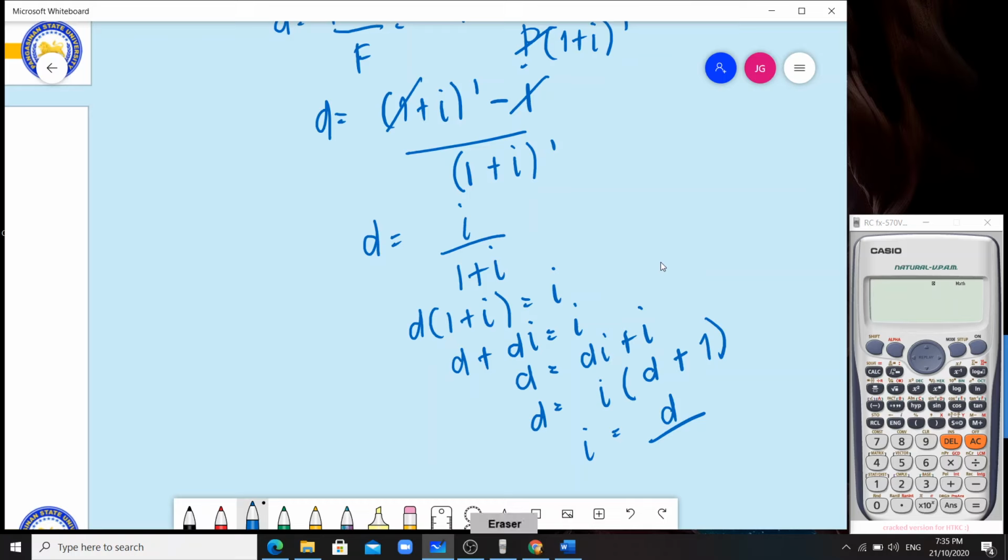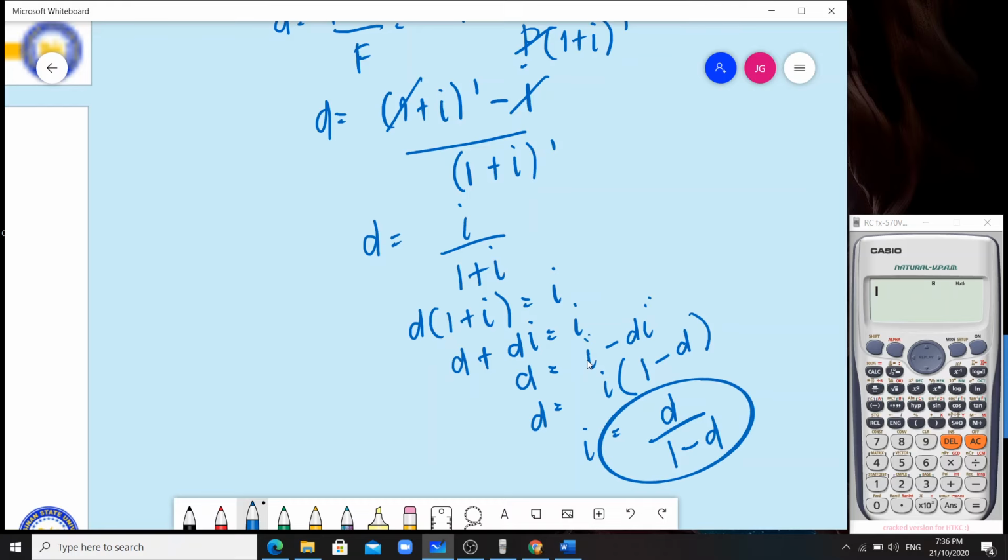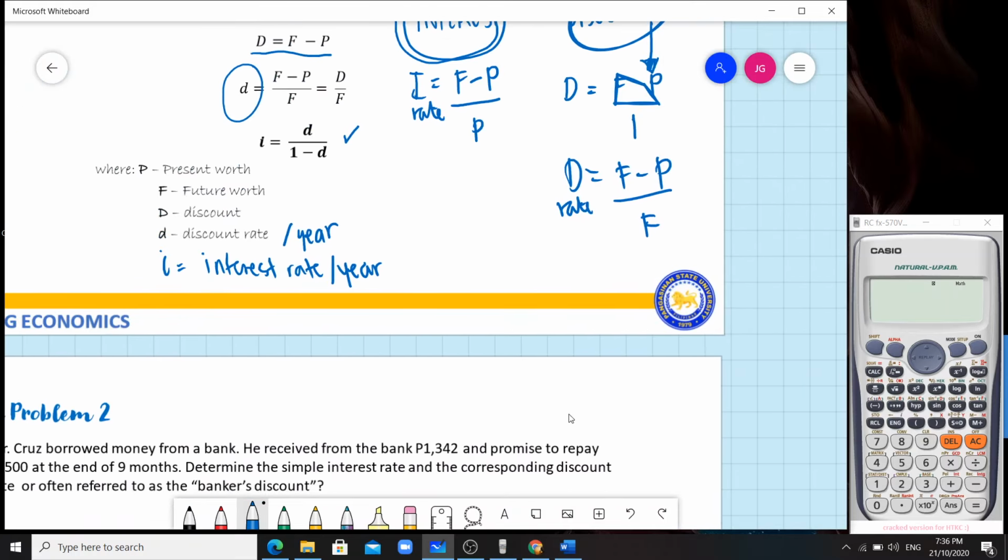Ay, mali, mali, mali. Minus pala. Sorry. I minus DI kasi nag-transpose tayo. Ulitin natin. D equals I minus DI, ayan, transpose. Then, labas natin si I, magiging 1 minus D. So, ang mangyari, pag kinuha natin yung value ng I, magiging D over 1 minus D. Okay? So, parehas na siya dito sa given na formula.